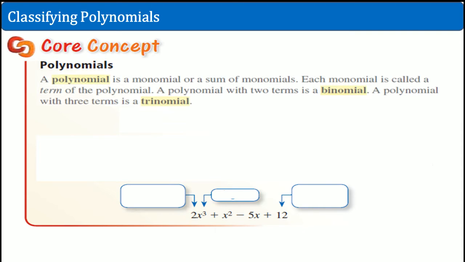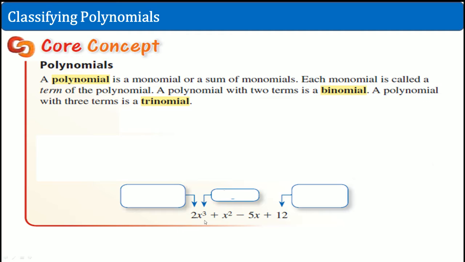A polynomial is defined as a monomial or a sum of monomials. Each monomial is called a term of the polynomial. So, let's take a look. So, here would be a term, the second term, the third term, and the fourth term. These are all terms, okay? Because they're all monomials.